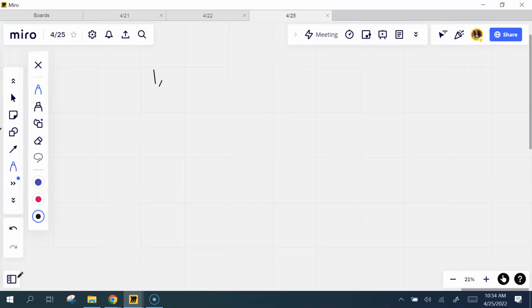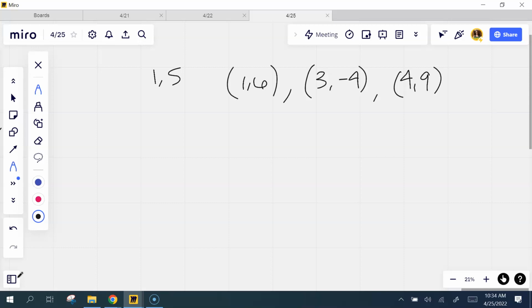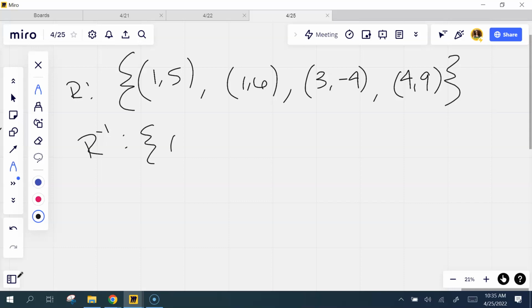So I've got (1, 5), (1, 6), (3, -4), and (4, 9). So you all write that inverse for me real quick. Let's see what you get. So far it's kind of easy. Good. I hope you say that by the end of the lesson. It's not, because in order for it to be one-to-one, we have to check both of them. That's exactly right. This one's flipped, Aiden says. Flipped how?